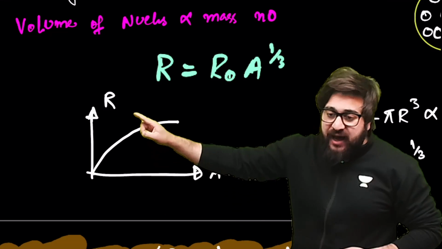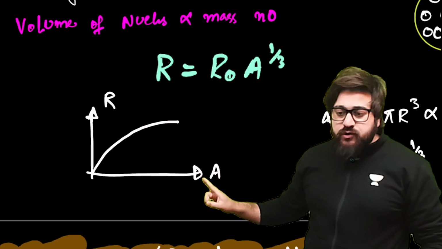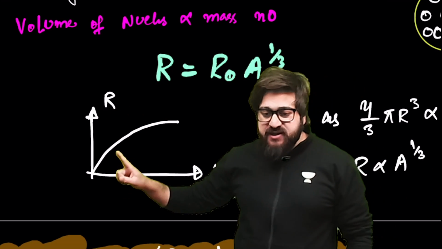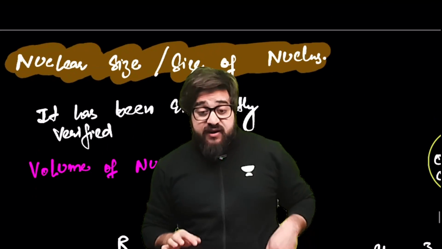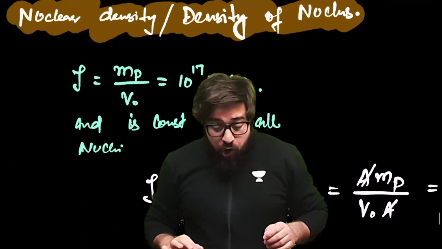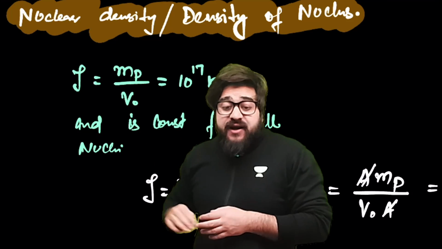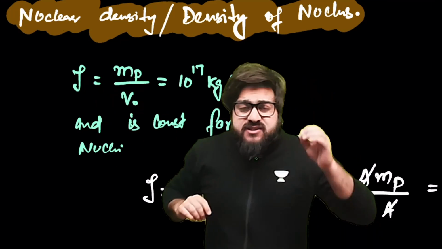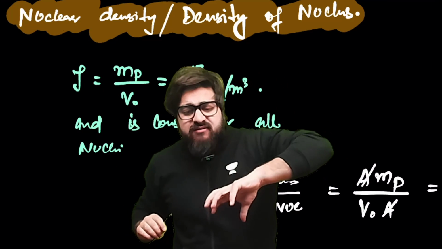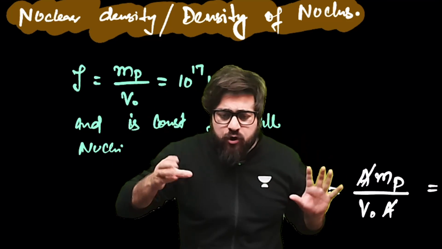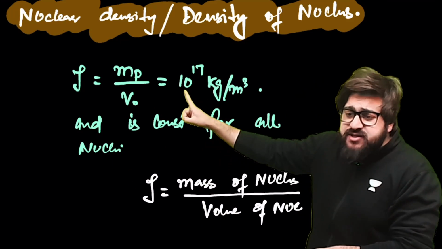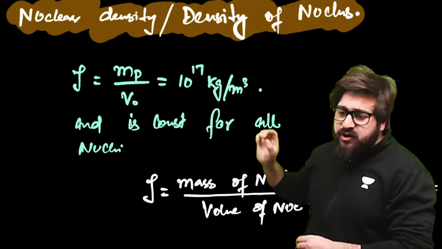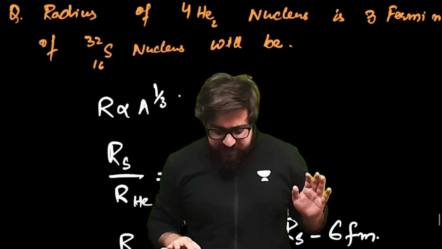So if you plot the graph between R, the radius of nucleus, versus mass number, it will be something like this. R is equal to R₀ A raised to the power 1/3. This is what we call the nuclear size. Sir, what is nuclear density? Nuclear density is simply mass of nucleus divided by volume of nucleus. Mass by volume is density. And that is constant for all nuclei. So 10 raised to the power 17 kg per meter cube is the density of the nucleus.